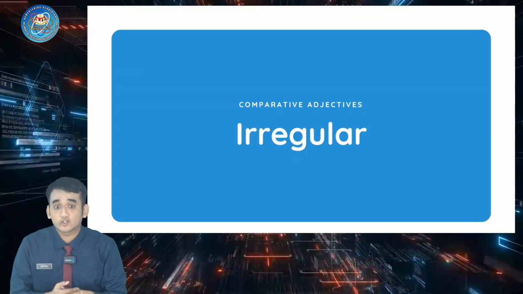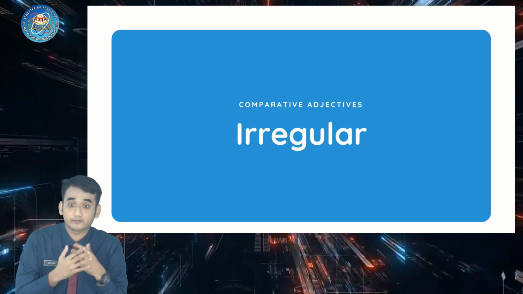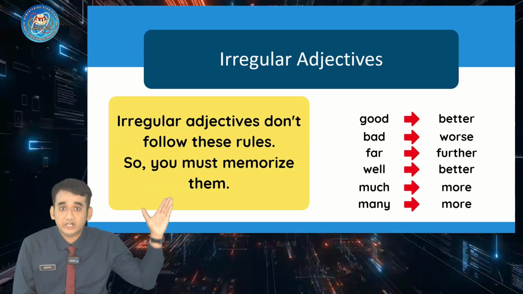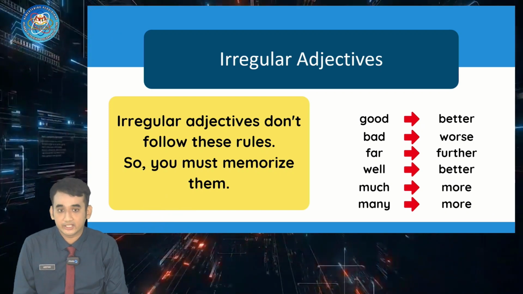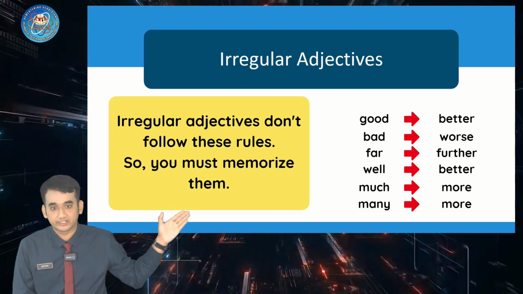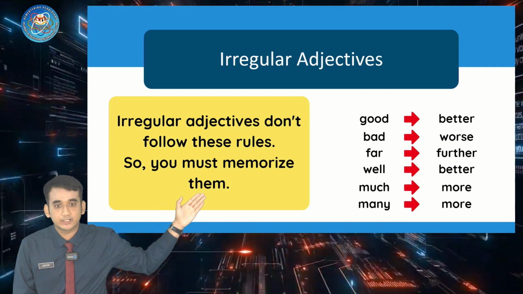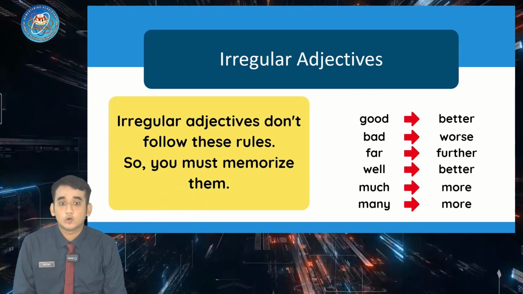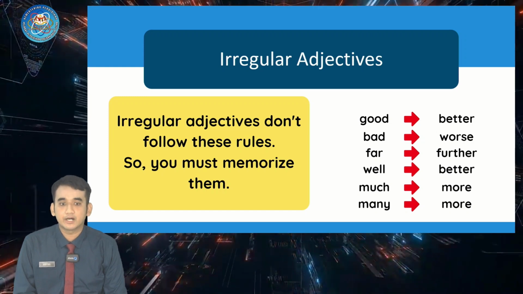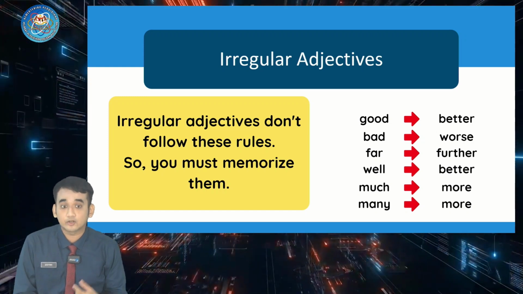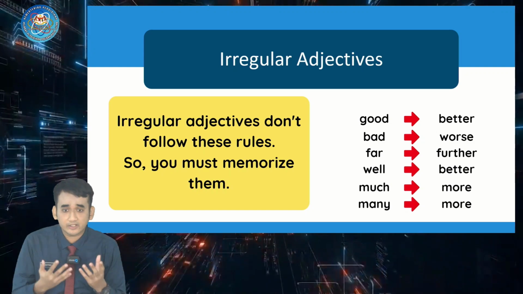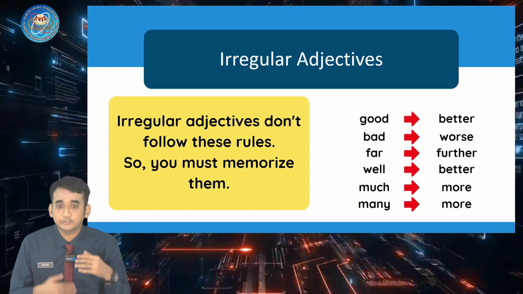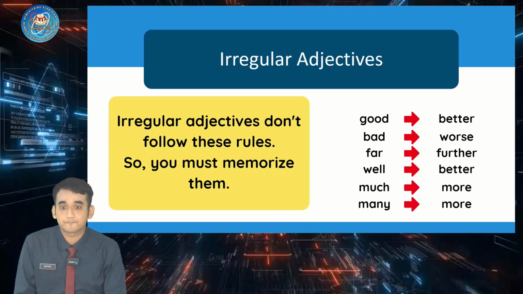Next, we move on to the comparative adjectives that are irregular. So this is the list of irregular adjectives. As you can clearly see here, good becomes better, bad becomes worse, far becomes further, well becomes better, much becomes more, and many also becomes more. Irregular adjectives don't follow the rules that I mentioned before, so you must memorize them.